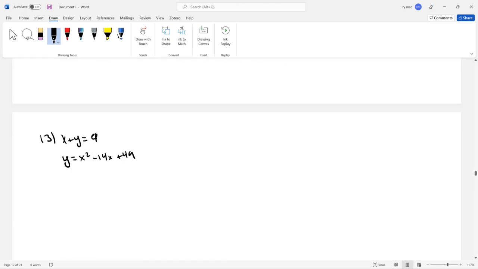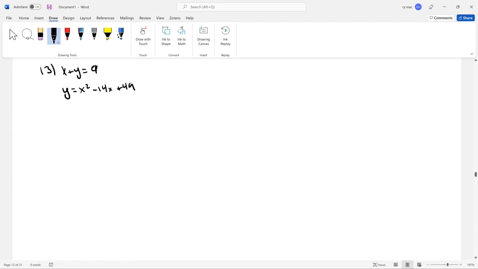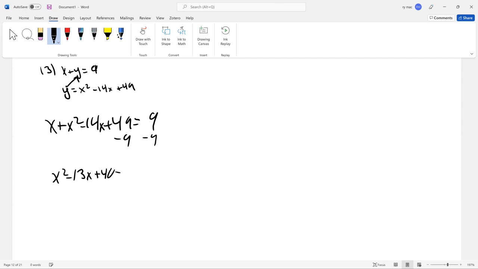All right. Going down to 13, it is asking you to solve this system by the substitution method. X plus Y is equal to 9, and then Y is equal to X squared minus 14X plus 49. So I'm just going to sub my Y from the bottom one into the top. So I get X plus X squared minus 14X plus 49 is equal to 9. I'm going to minus over the 9 and add together my like terms. So simplifying it, I get X squared minus 13X plus 40 is equal to 0.